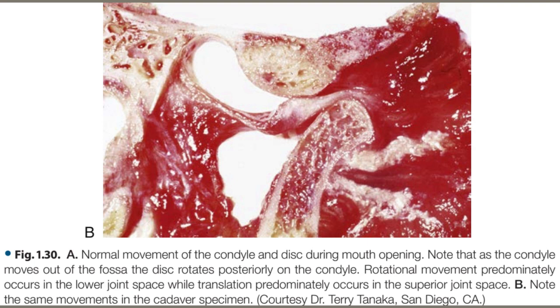Therefore, a logical assumption is that they force the disc to translate forward with the condyle. Although logical, such an assumption is incorrect. These structures are not primarily responsible for movement of the disc with the condyle. Remember that ligaments do not actively participate in normal joint function but only passively restrict the extreme border movements.